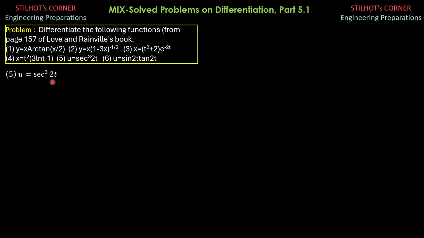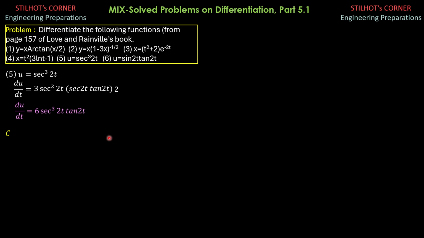That's a way of mastering differentiation processes. So 3 secant squared of 2t. Then after the power, the derivative of secant, which is secant of 2t tangent of 2t. So 3 secant squared of 2t times quantity secant of 2t tangent of 2t times 2, because we have to differentiate 2t with respect to t, times 2. So this would be 6. du/dt is 6 secant cubed of 2t tangent of 2t.